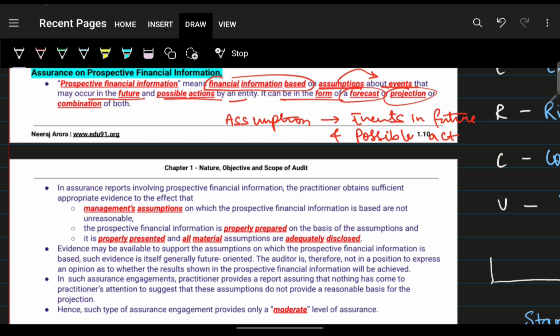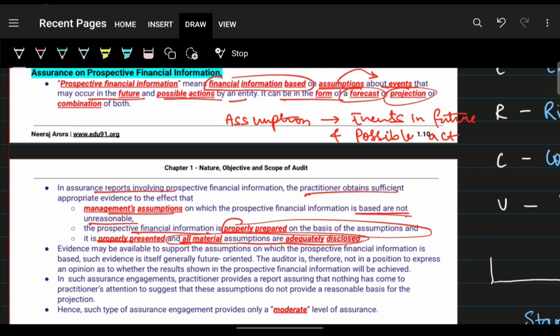Okay. Next, in assurance reports involving prospective financial information, the practitioner obtains sufficient and appropriate evidence to the effect that the management assumptions are not unreasonable, and the prospective information is properly prepared on the basis of these assumptions, and it is properly presented, and all material assumptions are adequately disclosed. Okay, very simple, right? Prospective financial information is based on events that may occur in the future or reasonable actions by an entity. It can be in the form of a forecast or projection or a combination of both, right?